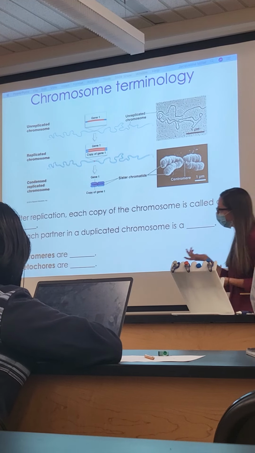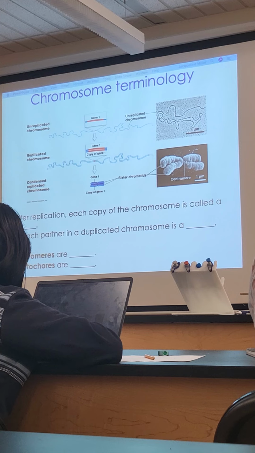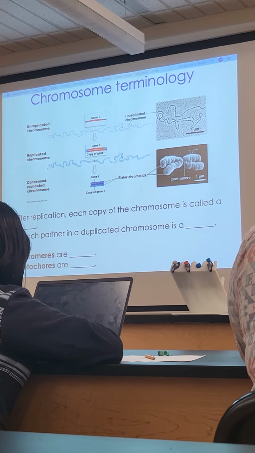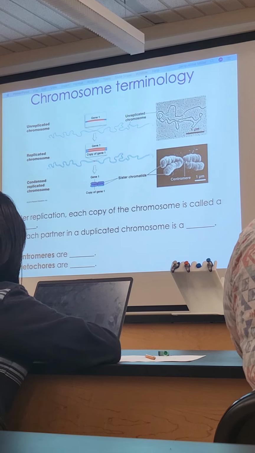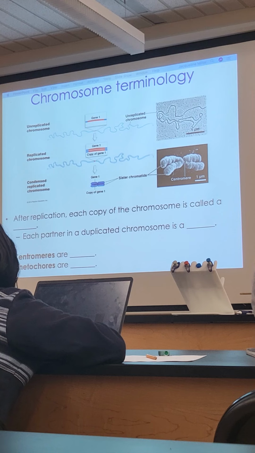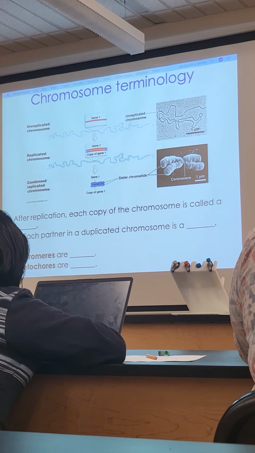So let's go back over here to this picture. In this cell, we said there are 4 chromosomes, right? That was what it said, draw a cell with 4 chromosomes. How many chromatids are shown in this picture? So just count up how many DNA molecules do you see?